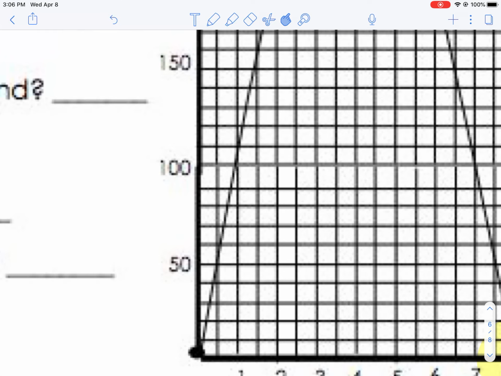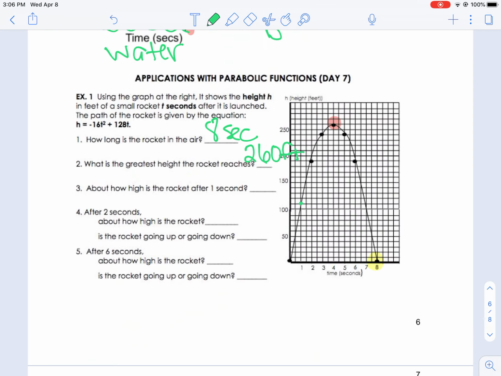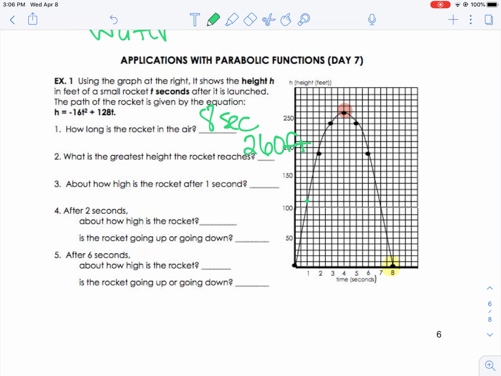How high is the rocket after 1 second? Well, we need to zoom in on our graph to 1. If I follow that up, it intersects right here. It looks like that's about 110.